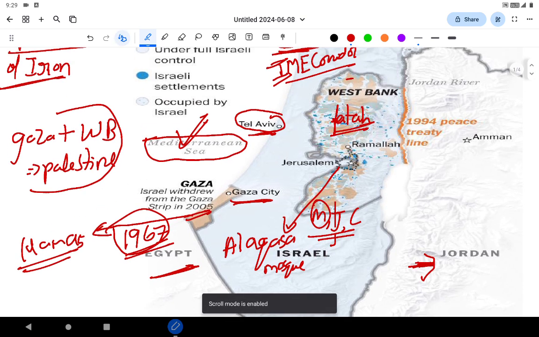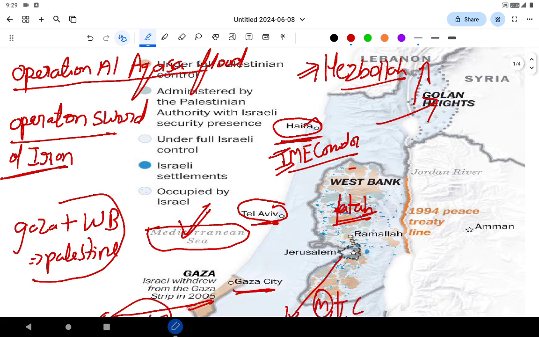The Hamas from the Gaza attacking the Israel is called Operation Al-Aqsa Flood. The Israel attacking, or defending itself, mainly attacking the Gaza Strip with its military, is called Operation Sword of Iron. The Golan Heights is conquered by the Israelis from the Syrians. The active terrorist group in the south of Lebanon is called Hezbollah.